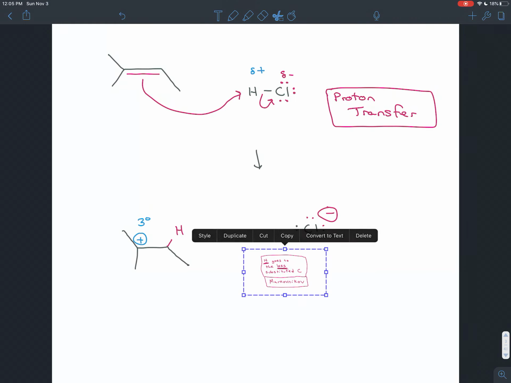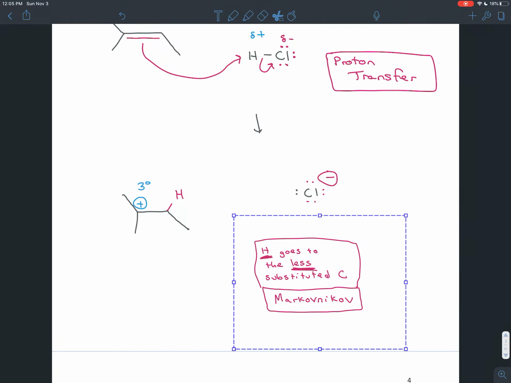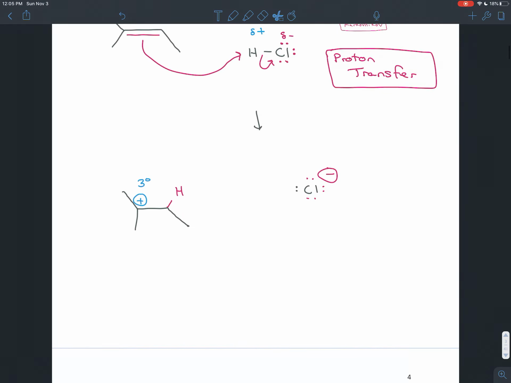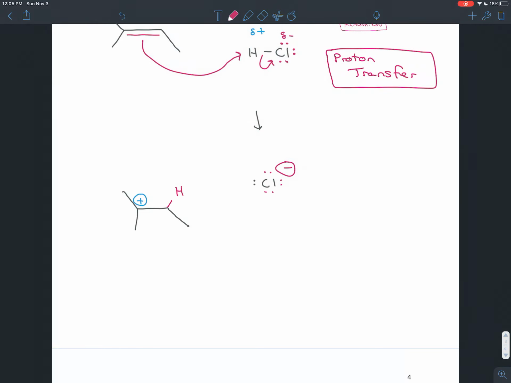Because this is Markovnikov addition, you form a carbocation, the hydrogen goes to the less substituted carbon. And whatever the other thing is, it goes to the more substituted carbon. So this is what we have to deal with. We see that the carbocation is a strong electrophile, the chlorine is a strong nucleophile, and so the chlorine swoops in, attacks the positive charge, the carbon with the positive charge. And so that is classic nucleophilic attack.